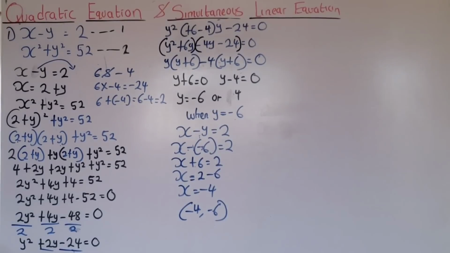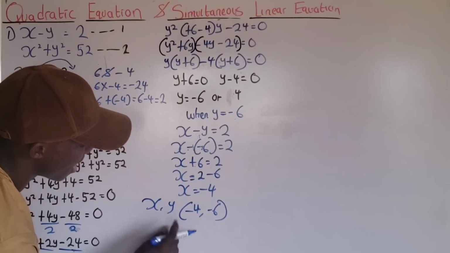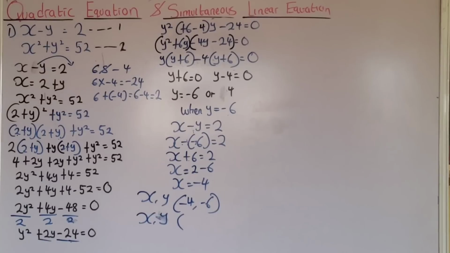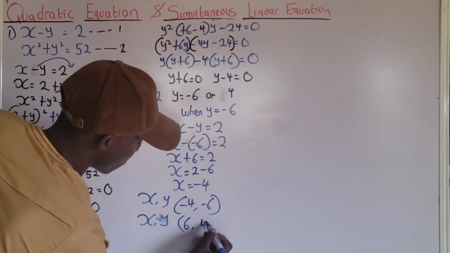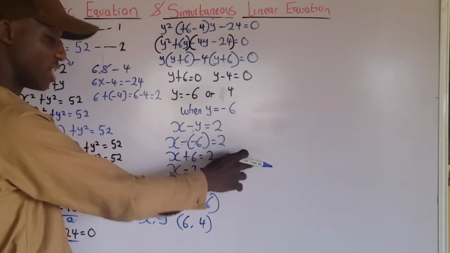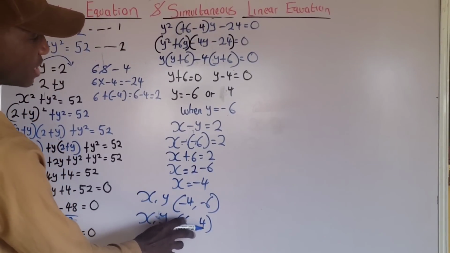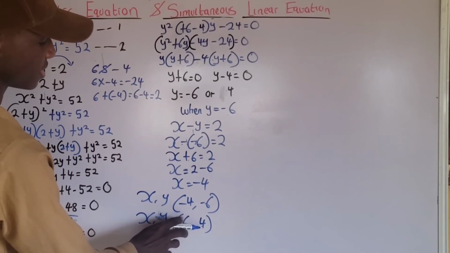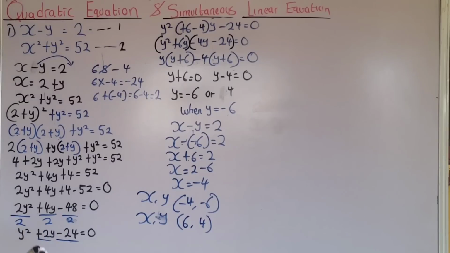So don't forget the values of x and y that we got in the first method. We got x, y as -4 and -6. The second is 6, 4. I cleaned the solution here, so I just rewrite the values of x and y. When y is 4, the value of x is 6. Okay, so I have 6, 4. Now, let us approach the question using another method.